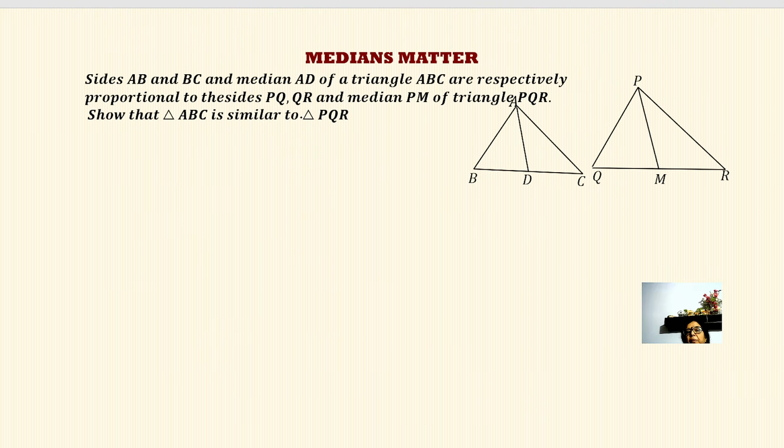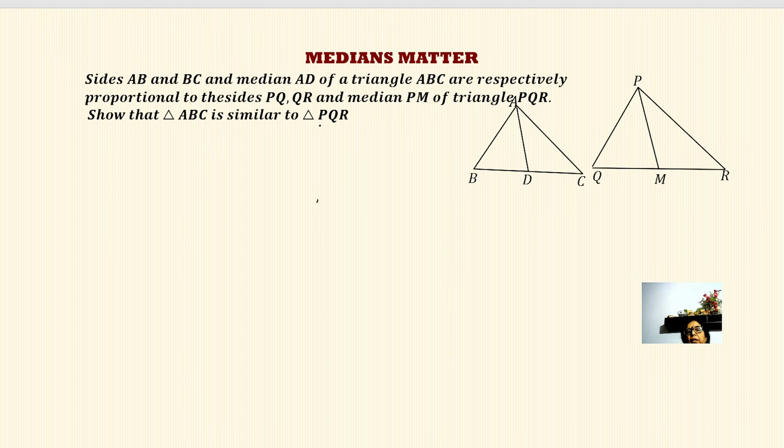Next we have medians matter. Now what are the medians that we are going to talk about? Medians are any straight line which joins any vertex of the triangle with the opposite side, meeting the opposite side in such a way that it bisects the opposite side. So if AD is a median, D will be the midpoint. If PM is the median, M is the midpoint.